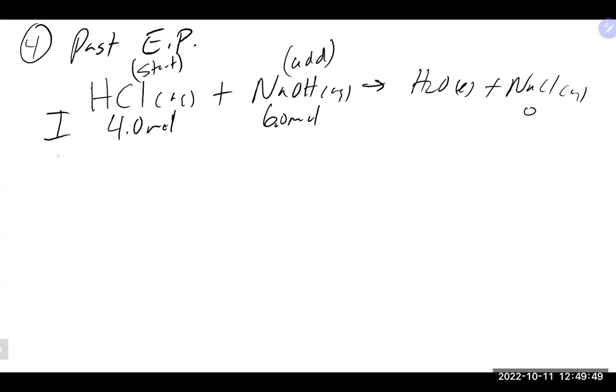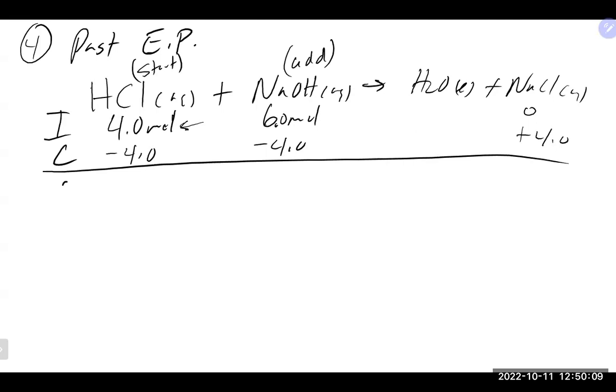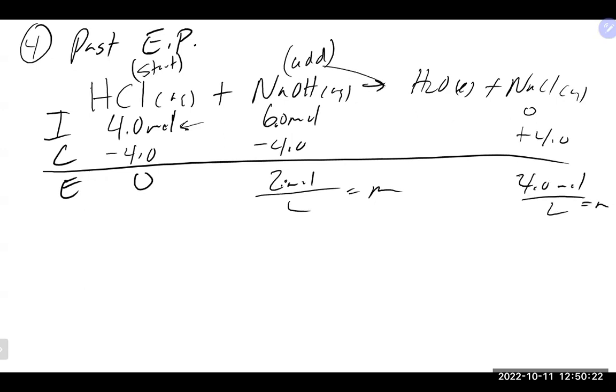And 0. What happens now with the change part? What is actually going to be the change here? It is going to be the limiting one here, which is actually the acid in this case. So it'll be -4, -4, +4. That means when we're done, nothing there. We got 2 moles there, 4 moles there. We could again convert each of these into molarity. So what I'm left with is sodium hydroxide and sodium chloride.